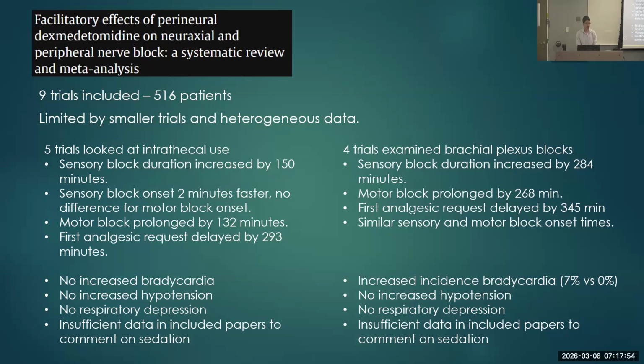They had 4 trials that were also looking at brachial plexus blocks. So similarly, sensory block duration increased by almost 5 hours. Motor block prolonged by almost 5 hours. First analgesic request delayed by 5 hours, 45 minutes. Similar sensory and motor block onset times that didn't really speed that part. Interesting, they did have a little bit of increased bradycardia, that 7% of their patients versus none.